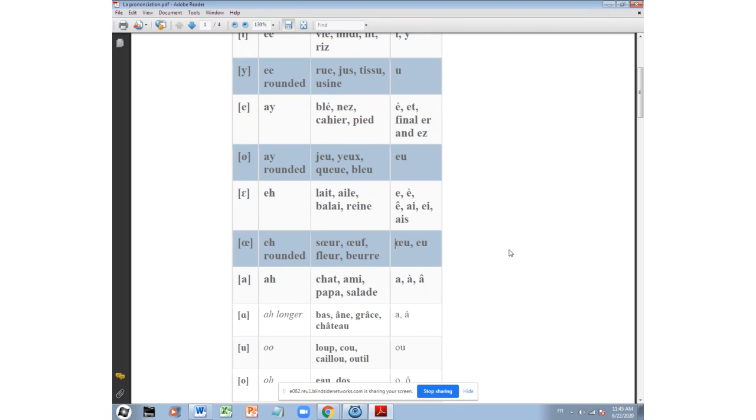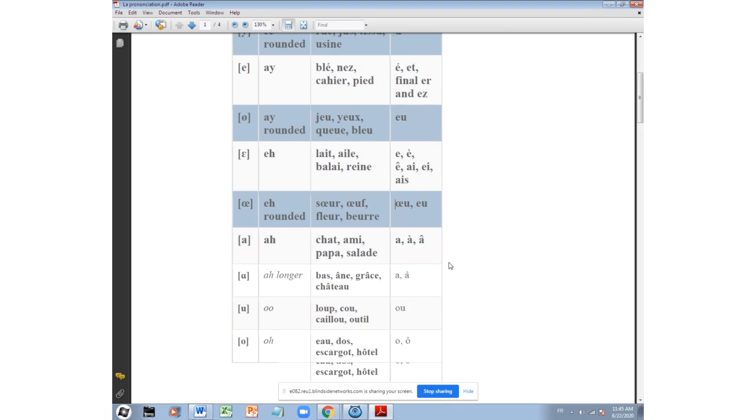Next, we have now A, which is longer. So that word you prolong it. So the A longer. So we say bas, an, grass, chateau. Not chateau, not chateau. No, the speed, you have to regulate that speed. You must have some speed governor when it comes to that word. So we say bas, an, grass, chateau.